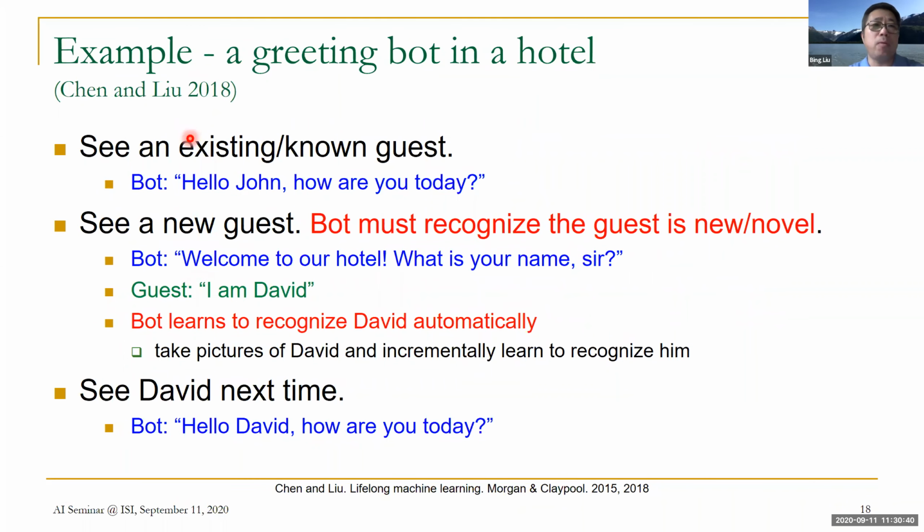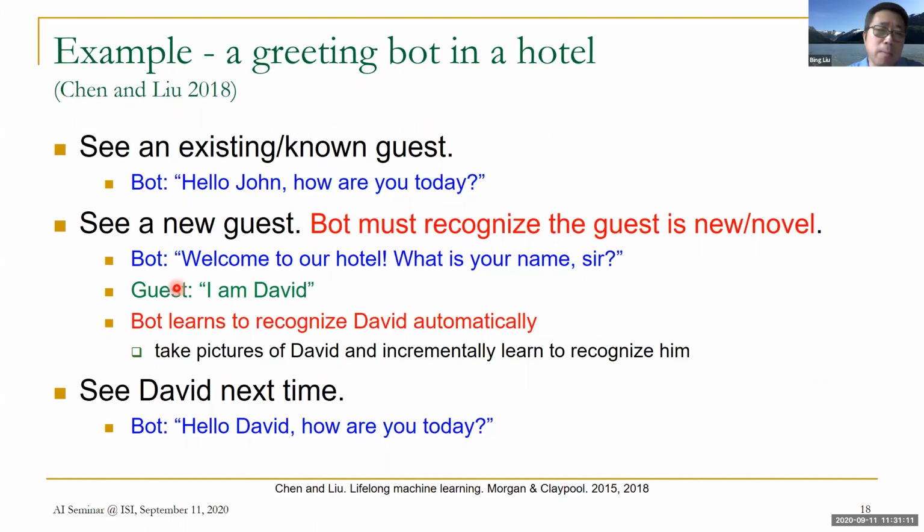So here is an example: a greeting bot in a hotel. This bot is stationed in the lobby of the hotel, and when it sees a guest, it says something. For example, when it sees a known, existing guest, it says, John, how are you today? When it sees a new guest, the bot must recognize that the guest is new, never seen before. Then it says, welcome to our hotel, and what's your name, sir?